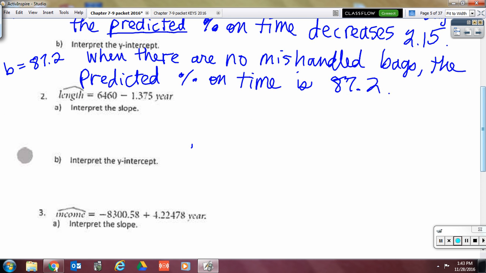Our next problem is about, what's this problem about? A year and the length of something. So maybe we got some tree that's growing or something. It looks like it's decreasing, so maybe it's erosion of something, or the tree is dying. So, first of all, what is the slope here?